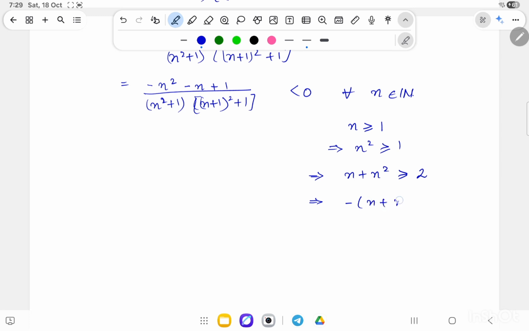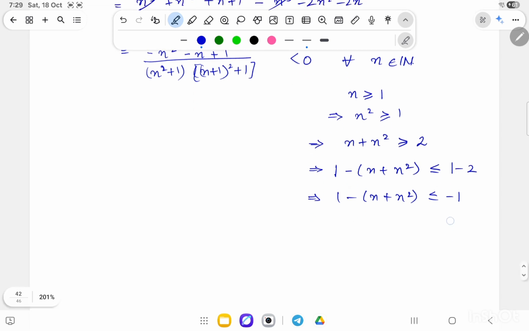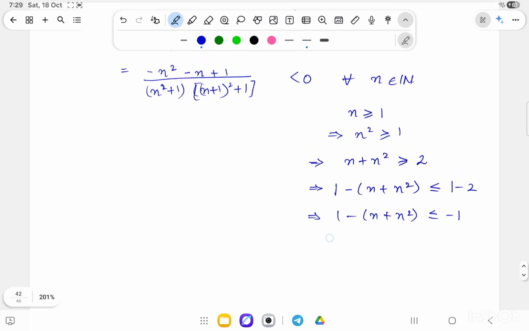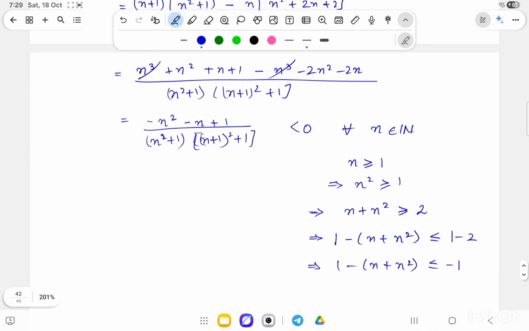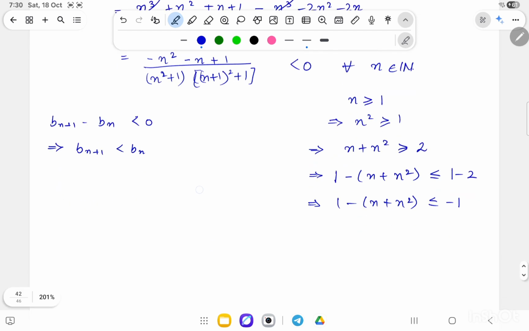Minus of n plus n square will be less than or equal to minus 2, and if we just add 1 to both sides, it will be 1 minus n plus n square less than or equal to minus 1, and the term in the denominator will always be positive, so this whole thing will turn out to be less than 0. So that basically gives me that my bn plus 1 minus bn is less than 0. So from here I can conclude that bn plus 1 is less than bn. So that basically gives me that the sequence bn is a decreasing sequence.